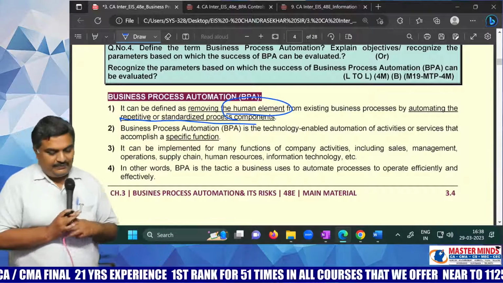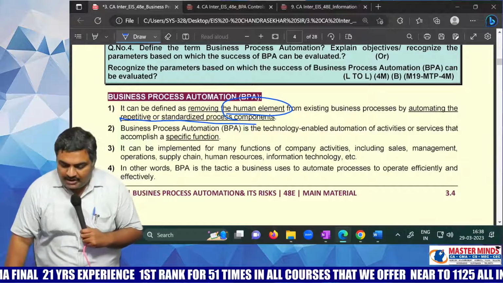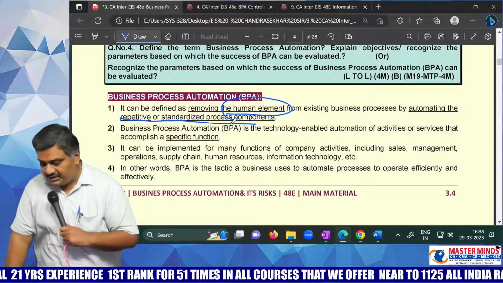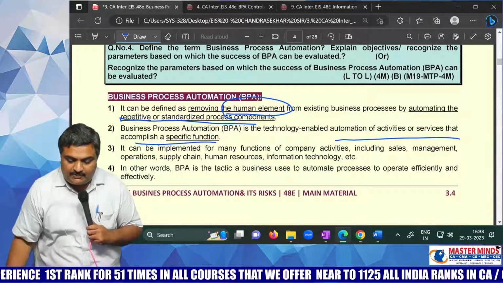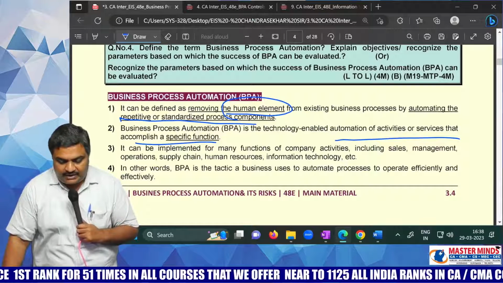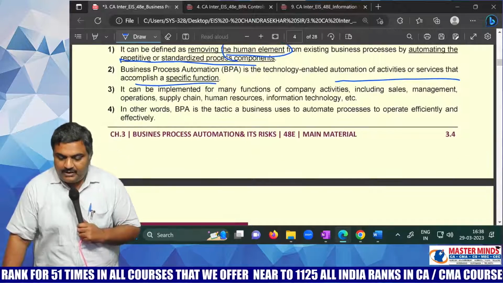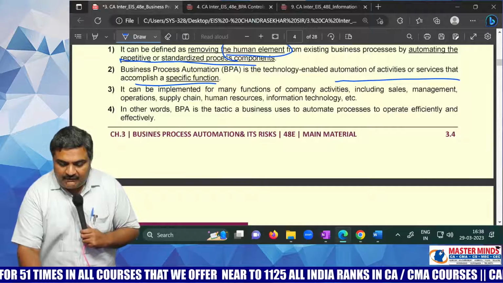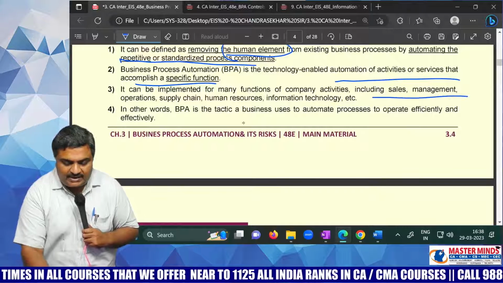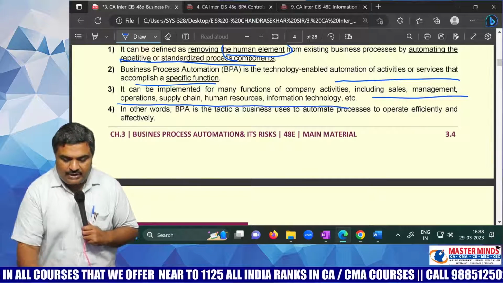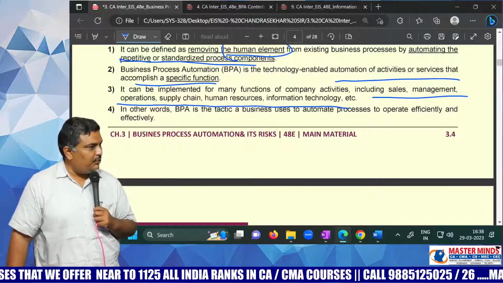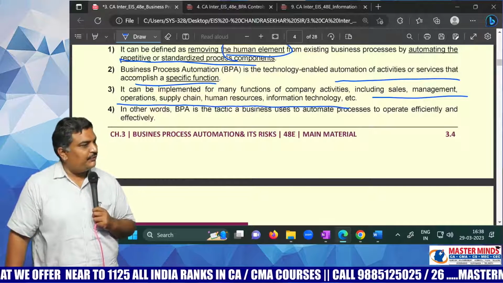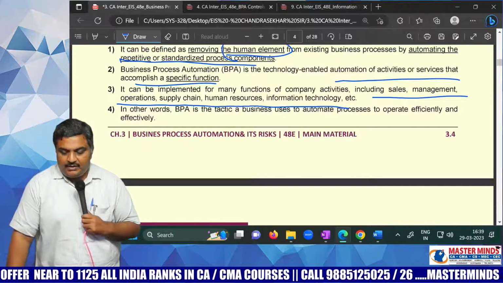Isn't it? Business process automation is the technology enabled automation of activities or services that accomplish a specific function. That means using technology, you do that. And it can be implemented for many functions of companies' activities, including sales, management, operations, supply chain, human resources, IT. Everywhere you can use automation. Instead of human doing the work, you can use some software to do the work.